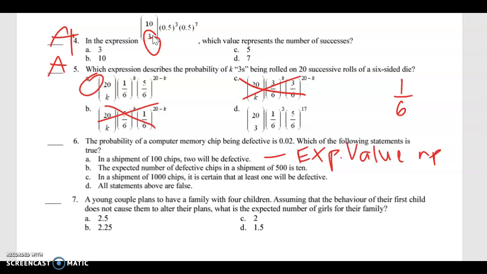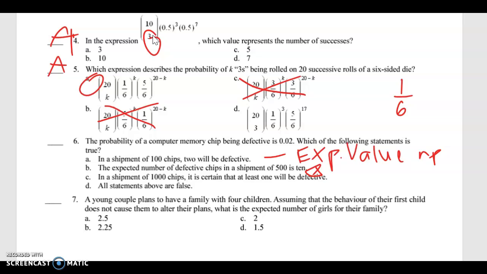This is a probability that we know that 2 will be defective. That's what we would expect. We could have none. We could have 1. You could have more than 2. So that would be a no-go. The expected number of defective chips in a shipment of 500 is 10. So 500 times 0.02 is 10. So this one looks like a real possibility. I'll put a little star there.